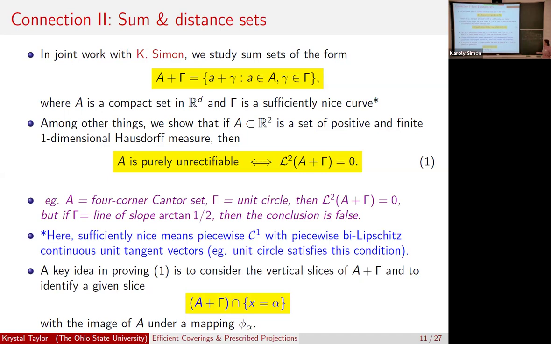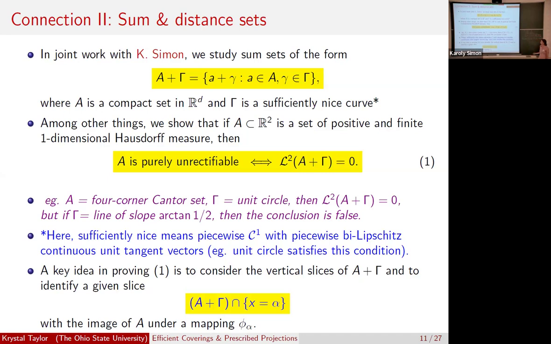As an example, if A is the four-corner Cantor set and gamma is the unit circle, then the two-dimensional Lebesgue measure of this sum set is 0. This curvature assumption on gamma is quite important, though. If instead A were the four-corner Cantor set and gamma was a line with slope equal to arctan of 1/2, you end up getting an entire strip that certainly doesn't have 0 measure. So we need this curvature condition where we say the word nice here.